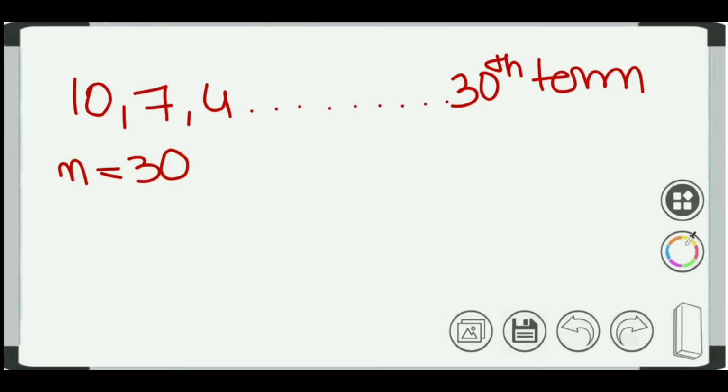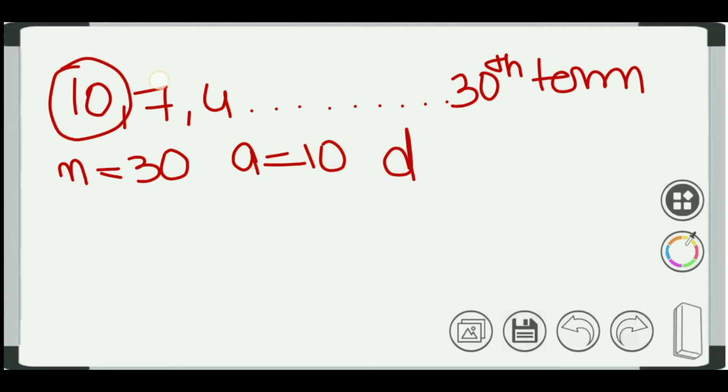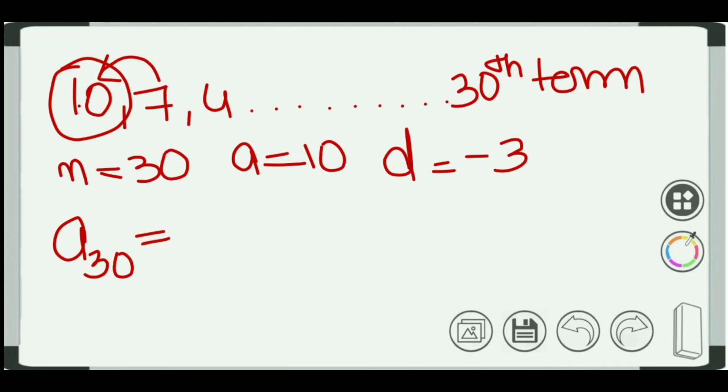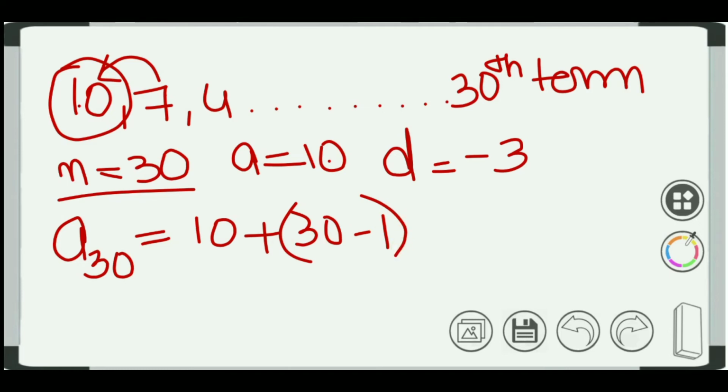Okay. What is A? A is the first term, 10. What is D? Common difference, 7 minus 10, minus 3. Okay. So now you will find the 30th term. That means an, A30, 30th term, equal to a plus n minus 1 into d. What is A? 10. 10 plus n minus 1. What is n? 30. 30 minus 1 into d. D is minus 3.